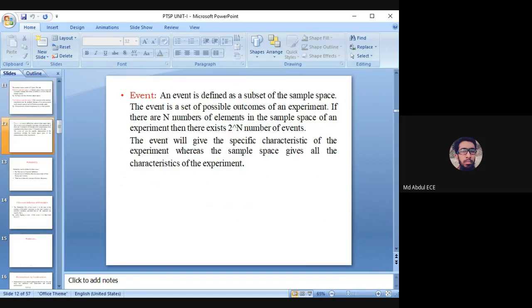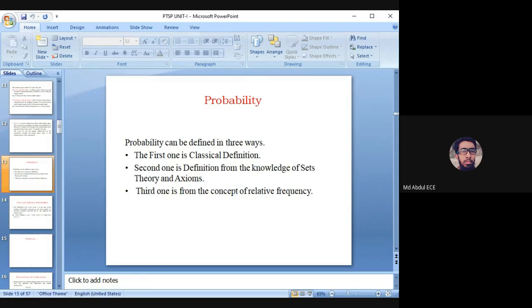Next, what is an event? An event is a set of possible outcomes of an experiment. I'm saying only a set of possible outcomes, not all of them; that is called an event, and it is a subset of the sample space. If there are n elements in the sample space, then there exist 2 power n events. The event will be a specific characteristic, whereas the sample space gives all the characteristics of the experiment.